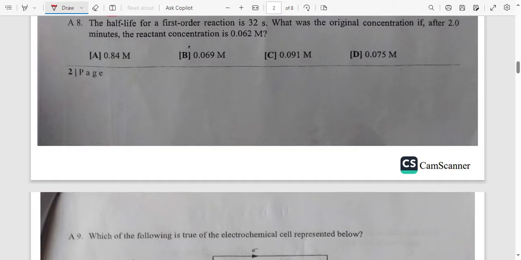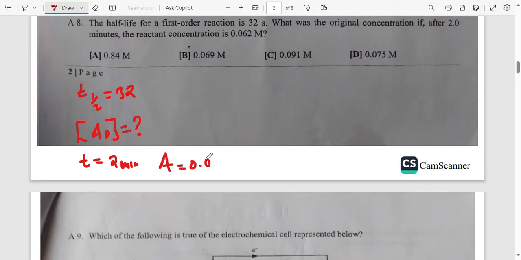Now, let's first find out the data that we've been given here. We've been told the half-life, let me write that, T half is 32 seconds. What was the original concentration? Meaning we want the initial concentration, and that is what we don't know. After 2 minutes, so the time that has passed is 2 minutes. The concentration after 2 minutes is 0.062 molar.